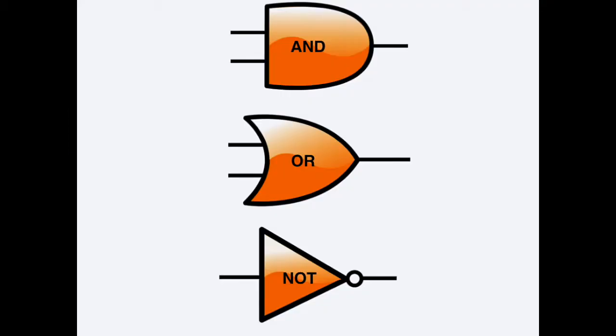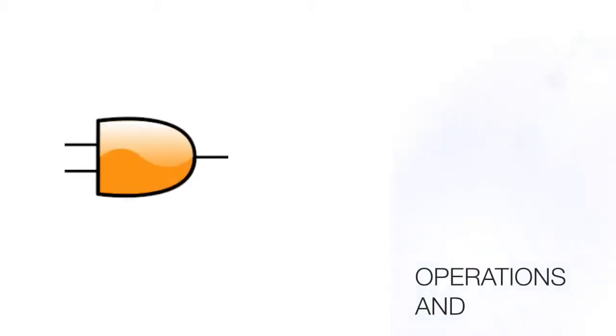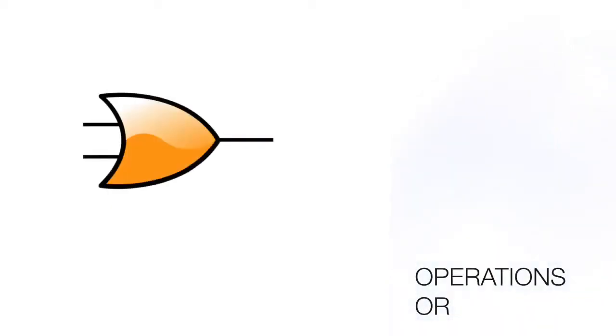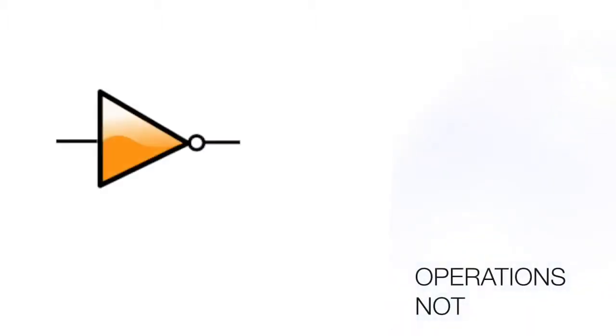The three main operations are AND, OR, and NOT. The AND symbol represents the two inputs and one output, as you can see here. This is summing two actual inputs. The OR gate, which is represented by what looks like a Star Trek symbol, is an either or. And the NOT gate is represented by the triangle with a circle in the front.